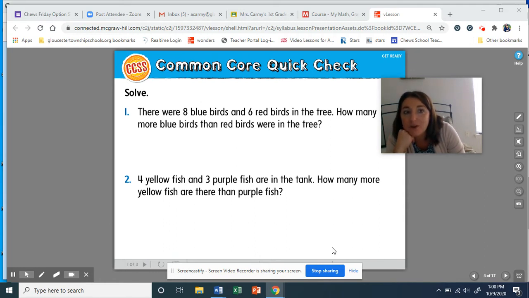So make sure that you have your papers for Chapter 2, Lesson 8 out ready for you and a pencil and an eraser. And then also we'll need you to have a blank sheet of paper so that you can do the Common Core quick check that we're going to start with today.